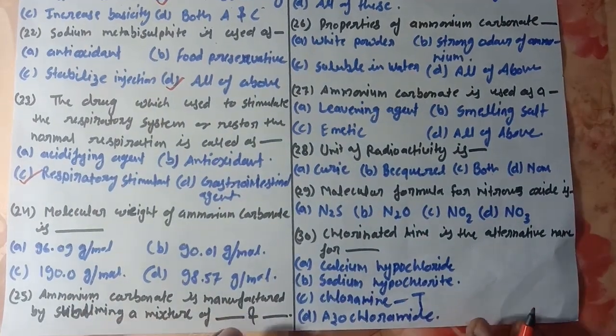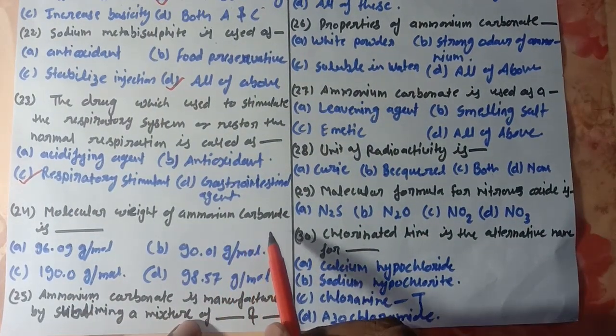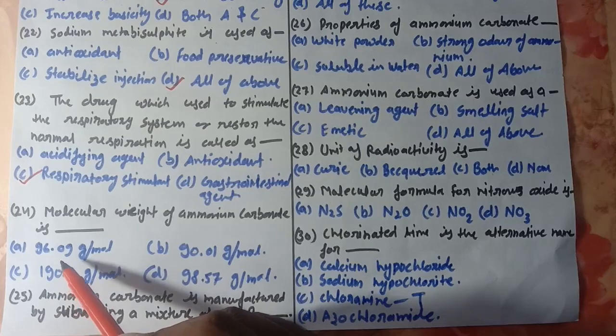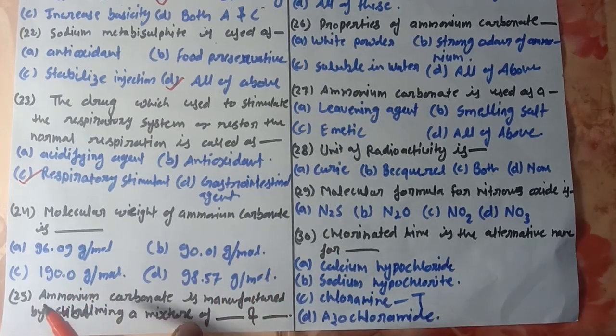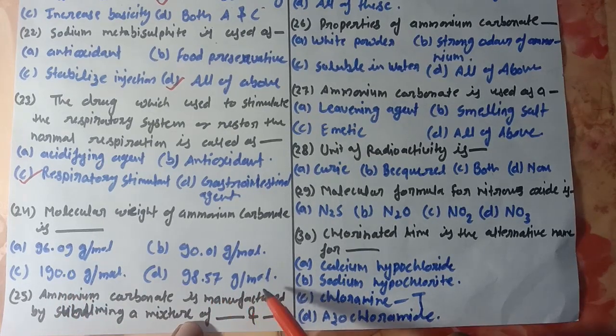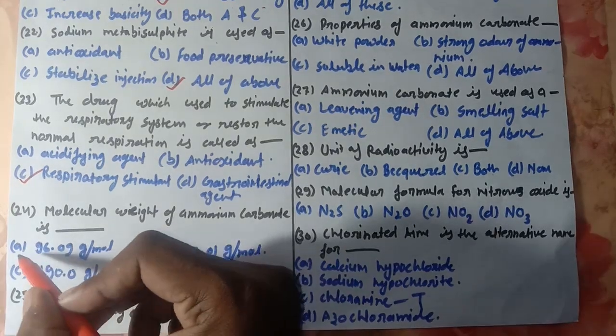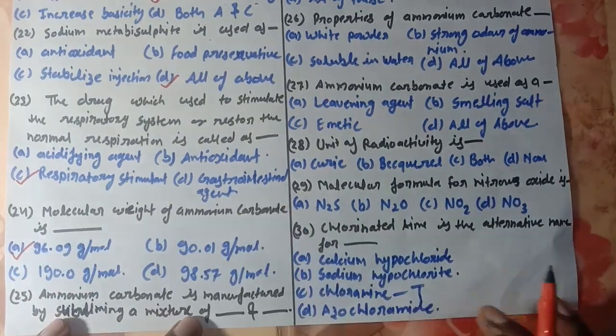Question number 24. Molecular weight of ammonium carbonate is: option A, 96.09 gram per mole; option B, 90.01 gram per mole; option C, 190.0 gram per mole; option D, 98.57 gram per mole. So the answer is A, 96.09 gram per mole.